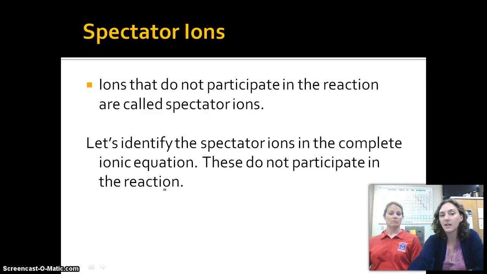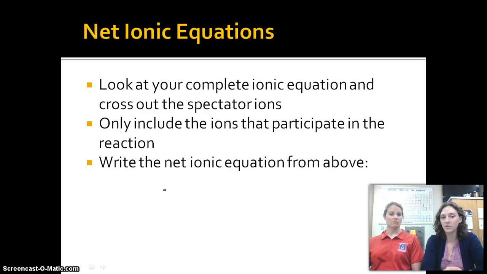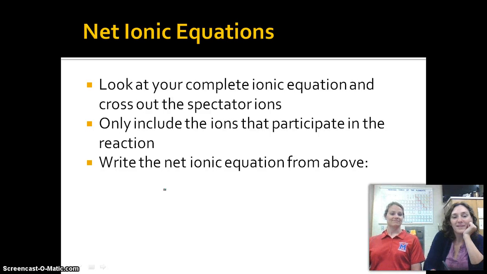Now this is when we get into our net ionic equation. We're going to look at the complete ionic equation. You have it easy because you're looking right above at what we're looking at. You're going to cross out the spectator ions like we just did. Only include the ions that participate and write the net ionic equation.